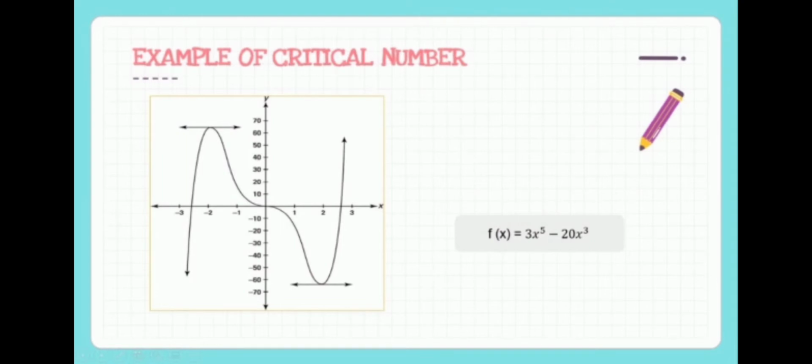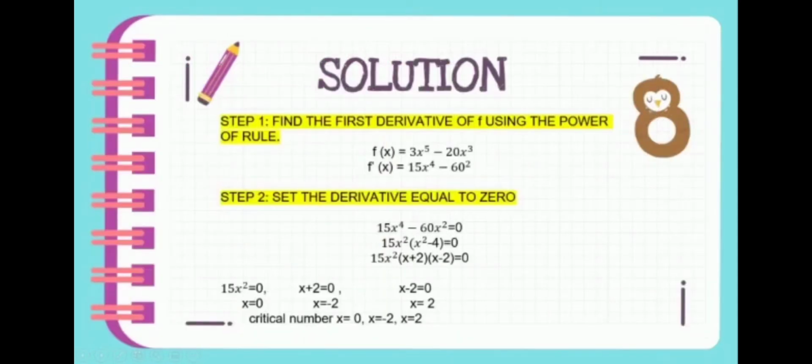For f(x) equals 3x to the power of 5 minus 20x to the power of 3, the solution is, first step, find the first derivative of f using the power rule. f(x) equals 3x^5 minus 20x^3 and f'(x) equals 15x^4 minus 60x^2.